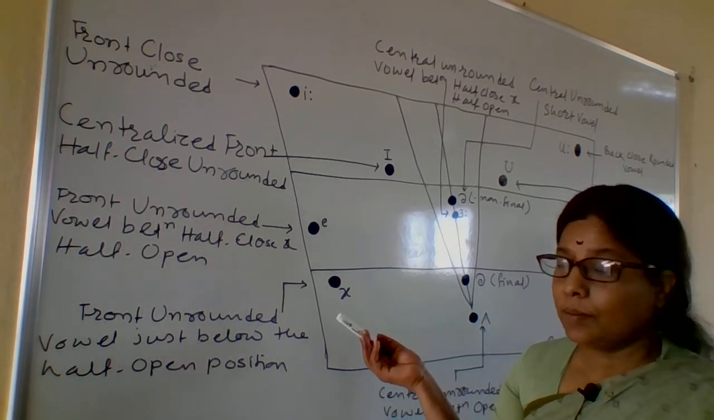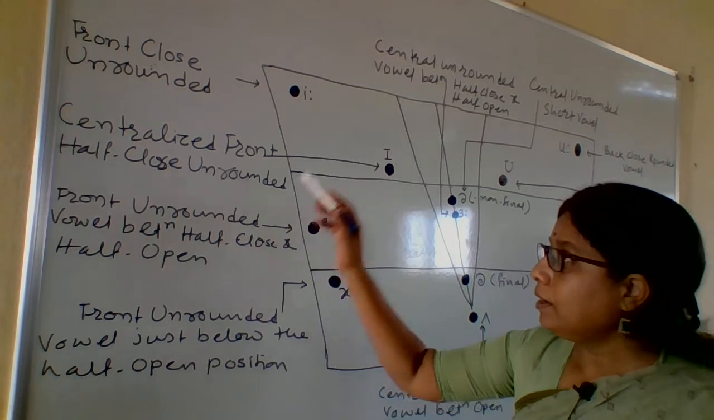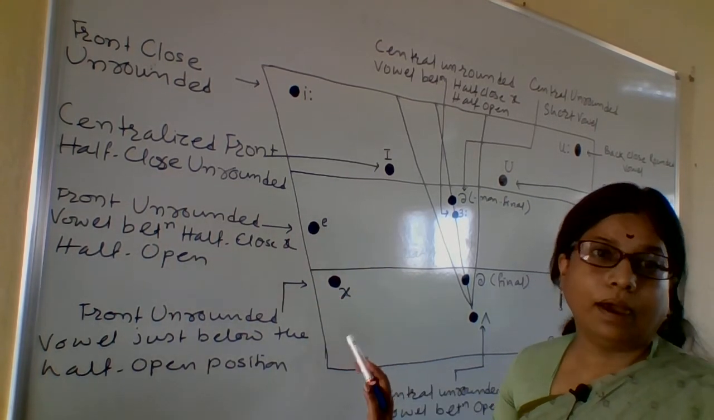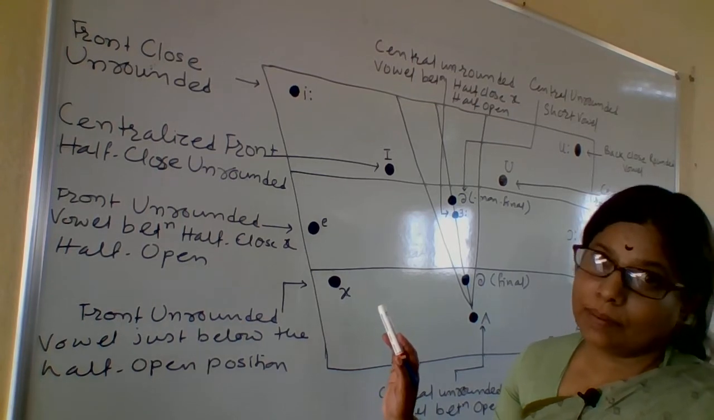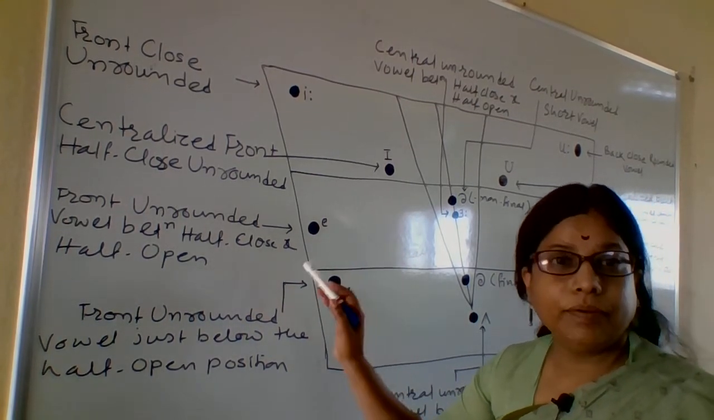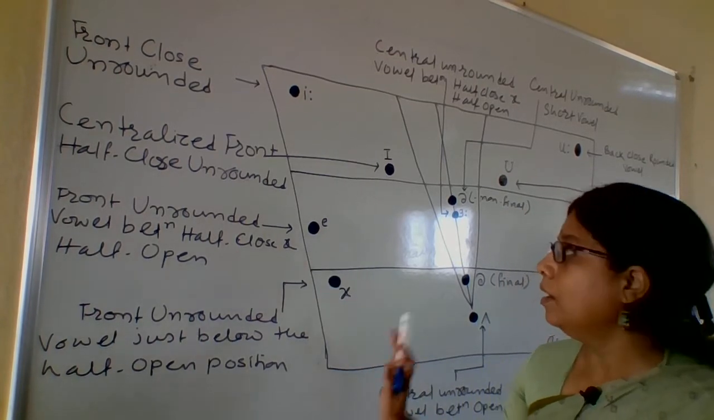So what is the three-term label for A? Front unrounded between half close and half open. So this is the three-term label given for A, front unrounded vowel between half close and half open positions.